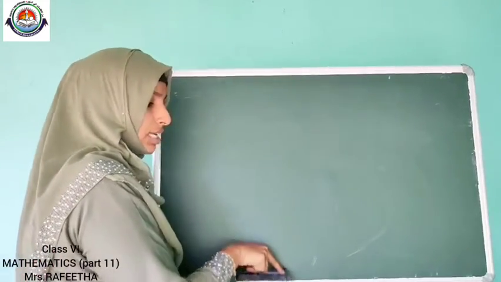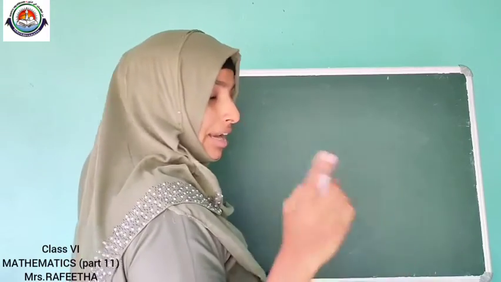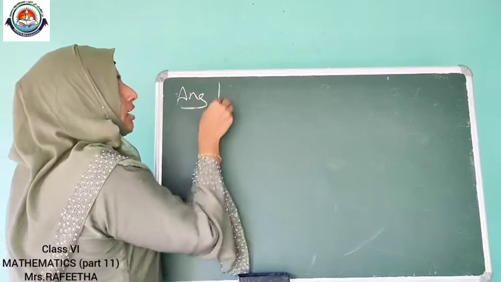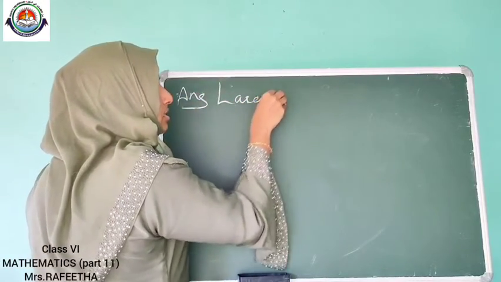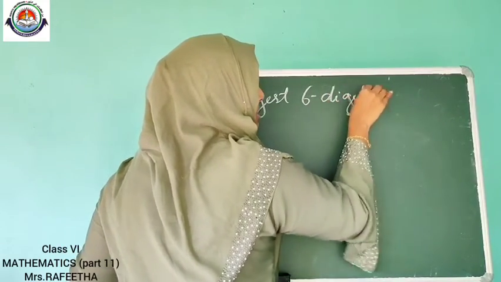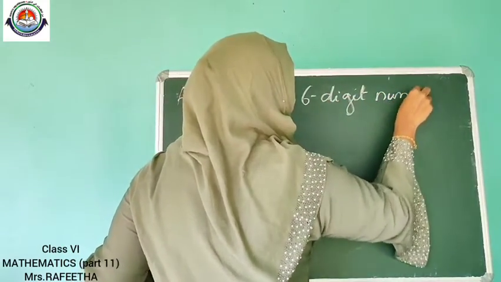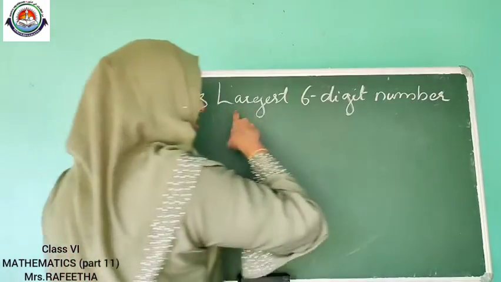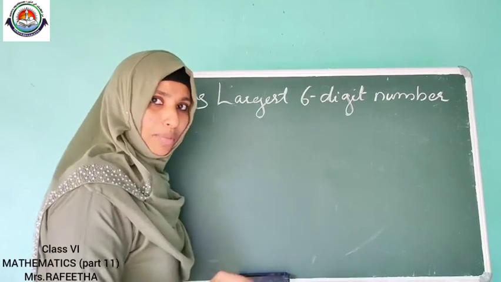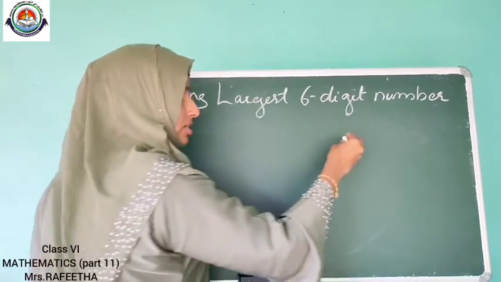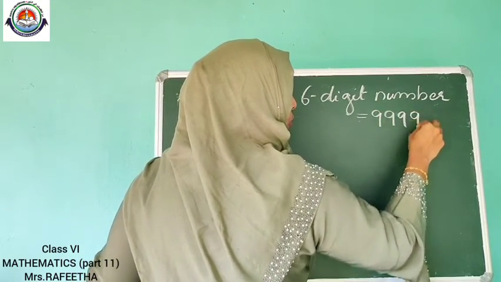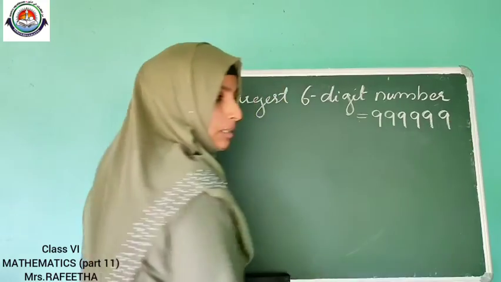Our question is, find the difference between the largest 6-digit number and the smallest 5-digit number. So you want to write the answer: largest 6-digit number. Which is the largest 6-digit number? I said that largest always means the number 9, starting with 9, ending also 9, full digits are 9. How many digits? That is 1, 2, 3, 4, 5 and 6.